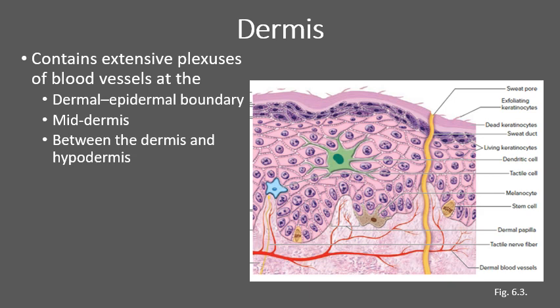The dermis also contains extensive plexuses of blood vessels at three locations. So first between your dermis and your epidermis. Then in the middle of your dermis, you also have quite a lot of blood vessels. And then between the dermis and the hypodermis, you also have a network of blood vessels. So between each of the junctions, as well as in the dermis itself.